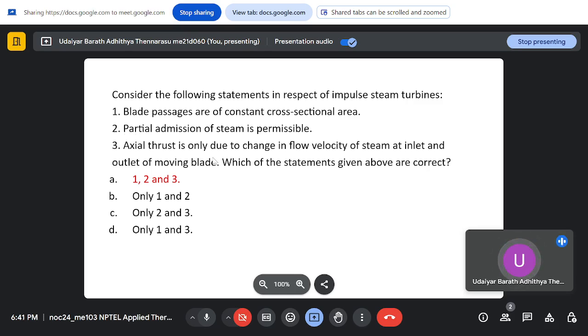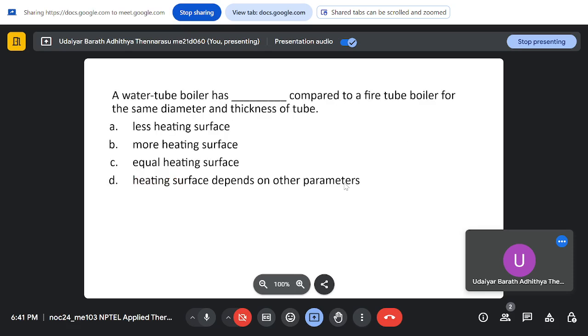Again, you have a nozzle control for controlling your impulse steam turbine. Then axial thrust is only due to change in flow velocity of steam at inlet and outlet of moving blade. So axial thrust is from the axial velocity. So the difference in velocity is what is causing the change in thrust.